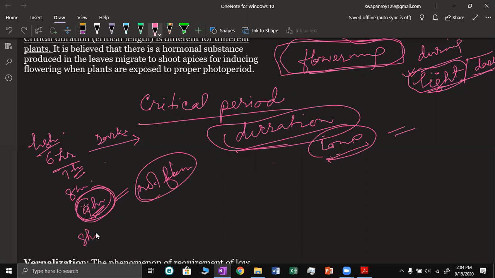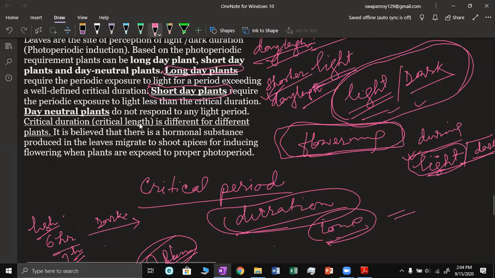This will be a short day plant. Like that, there may be long day plants. Long day plants do not flower below the critical period; they will flower only above the critical duration. The critical duration is different for different plants. So there are short day plants and long day plants.